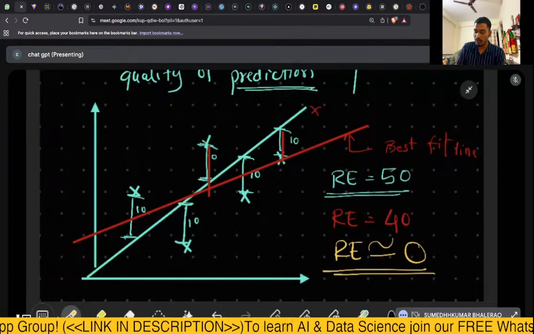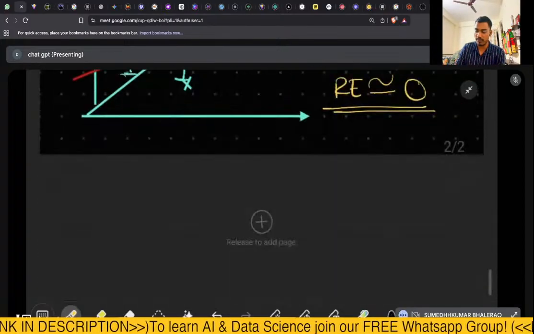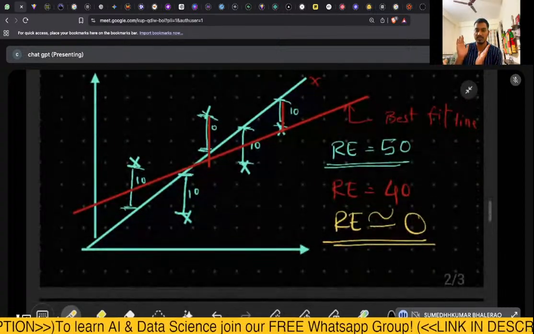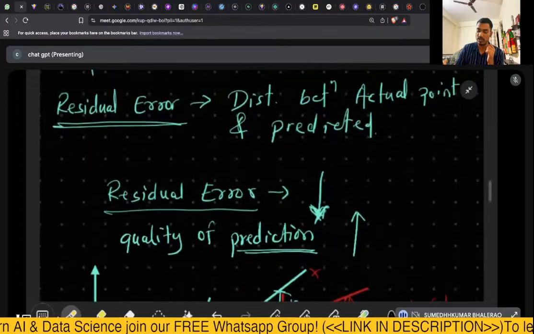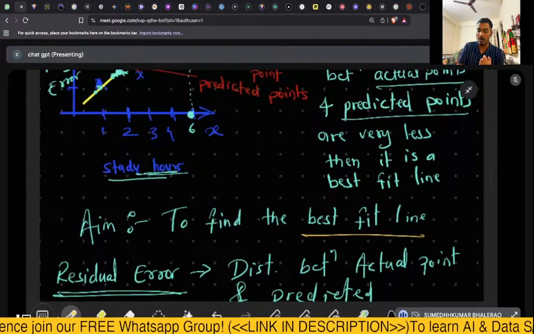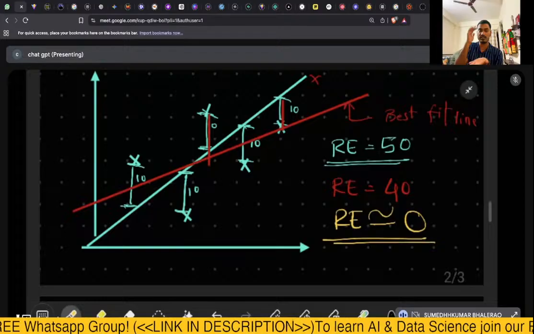So how do we calculate this residual error? First of all, if the error is less, it means the line is the best fit line. Our first question was how to find the best fit line. That was our aim. Now the aim has shifted: how to find the line where this residual error is less.